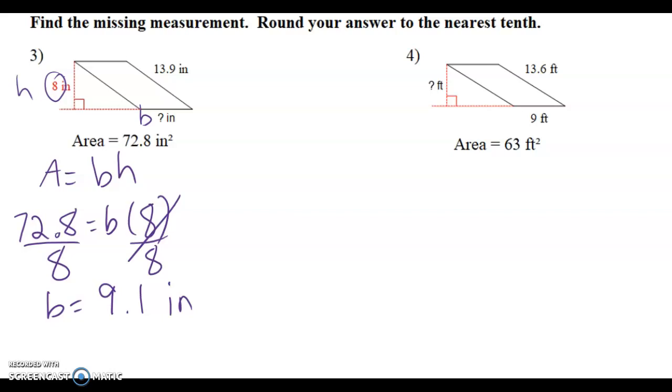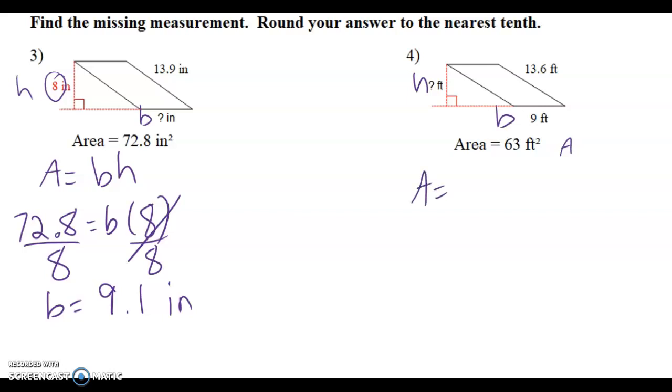Same deal with this one. You really have to make sure that you identify the correct value here. So this is my area, 63. I have two different bases, 13.6 and 9. I have to make sure that I choose the one that's perpendicular to this, which is, we'll call that h. I'm looking at this. This is perpendicular, and it would be the 9 one. So this will be my base. So 9 is the base.